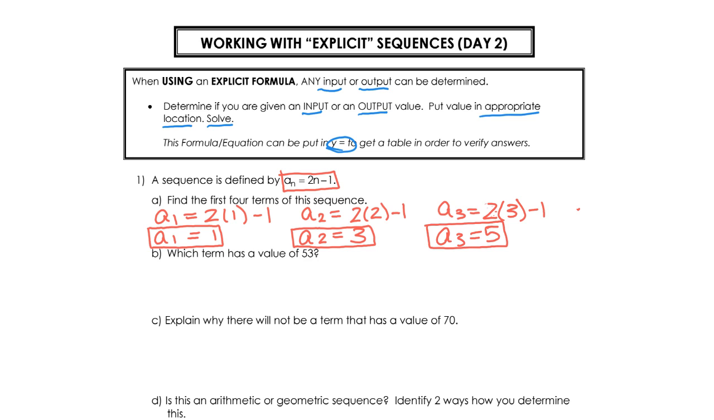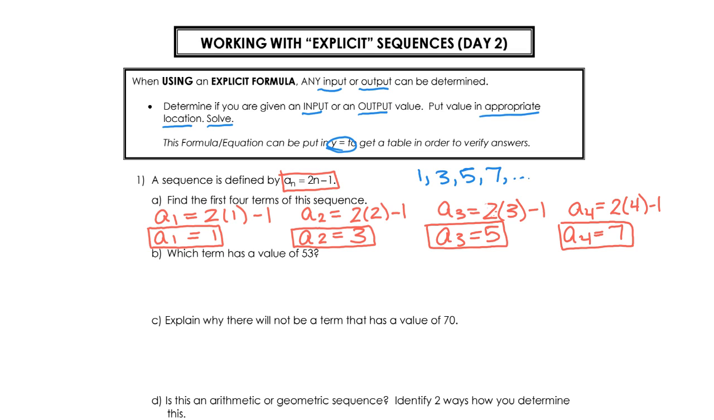Okay. And they want us to find the first 4 terms, so we have 1 more to go. So we'll plug in 4 for n. And our fourth term comes out to be 8 minus 1, which is 7. By using the formula, we just generated our sequence. So our sequence now looks like this: 1, 3, 5, 7, and then our sequence will keep going.